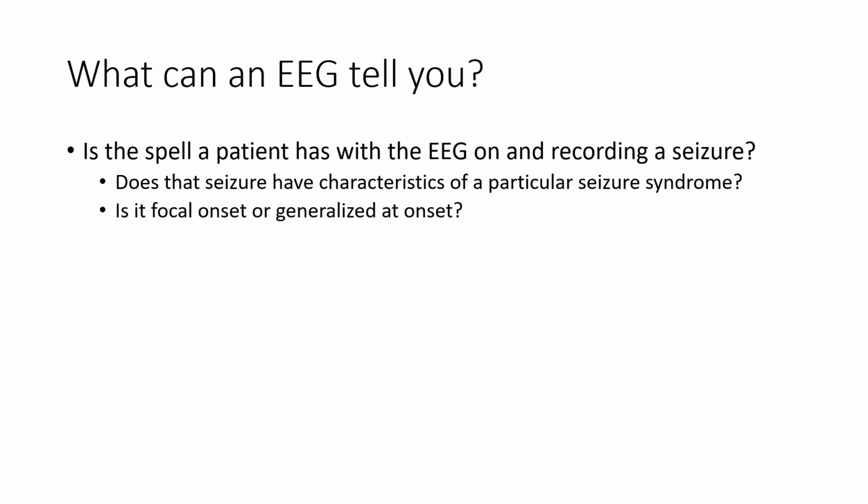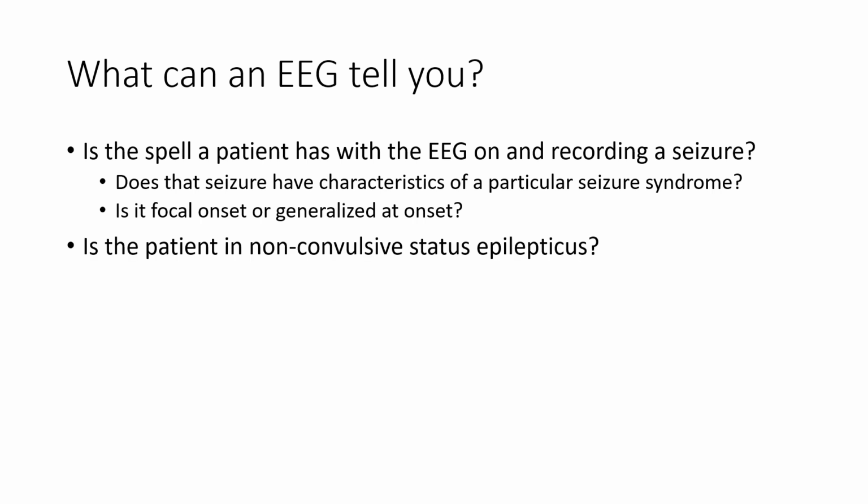It can also tell us, as we just saw, whether it is focal onset, meaning starting in one part of the brain, or generalized at onset. But what it cannot tell us is whether an event that happened 20 minutes ago was a seizure, because it's only telling us about the brain activity at the time of the recording, not anything that happens before or after the recording is done.